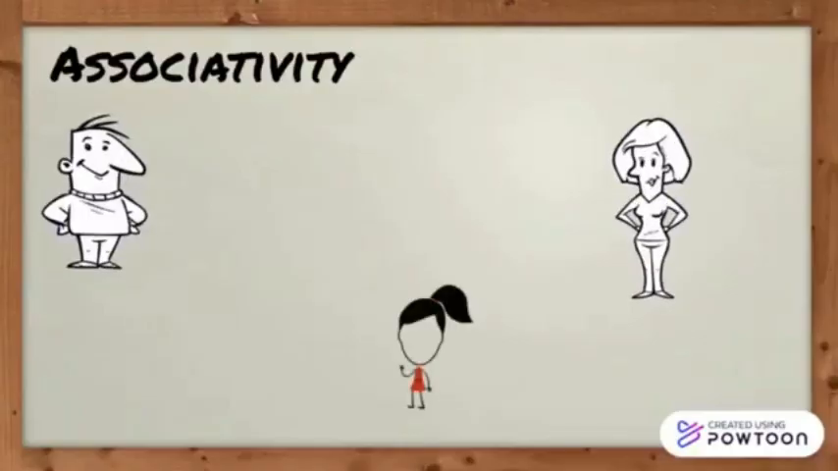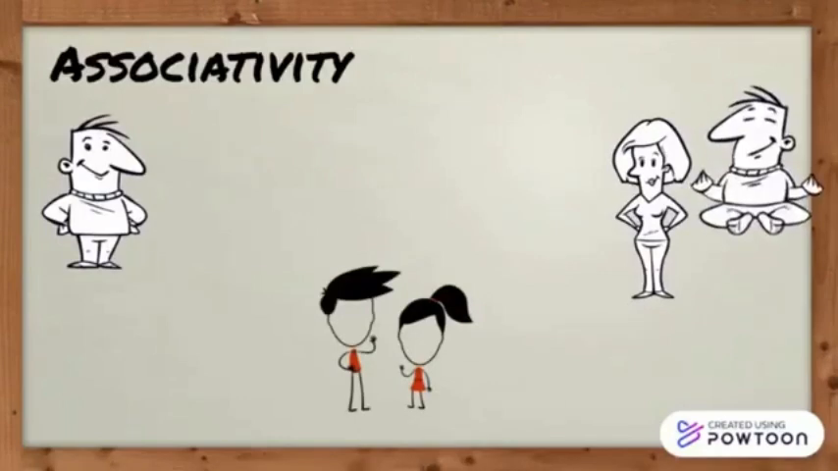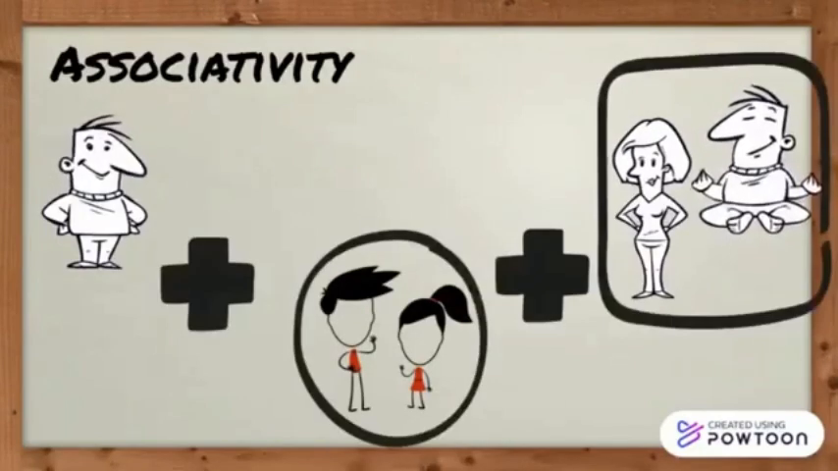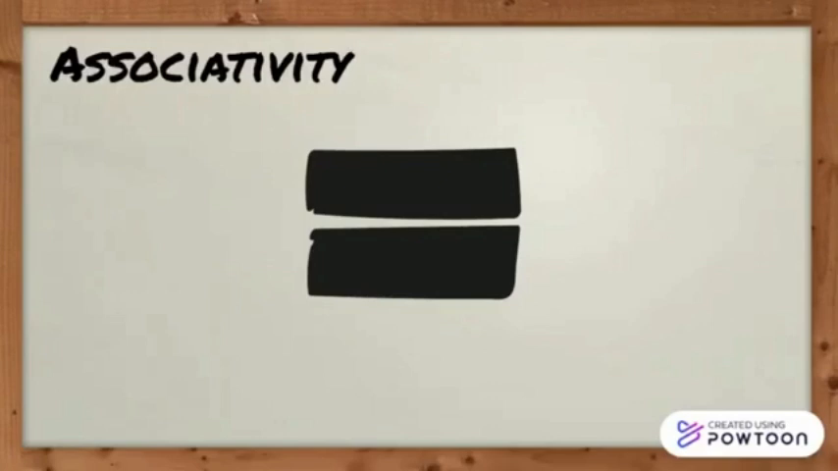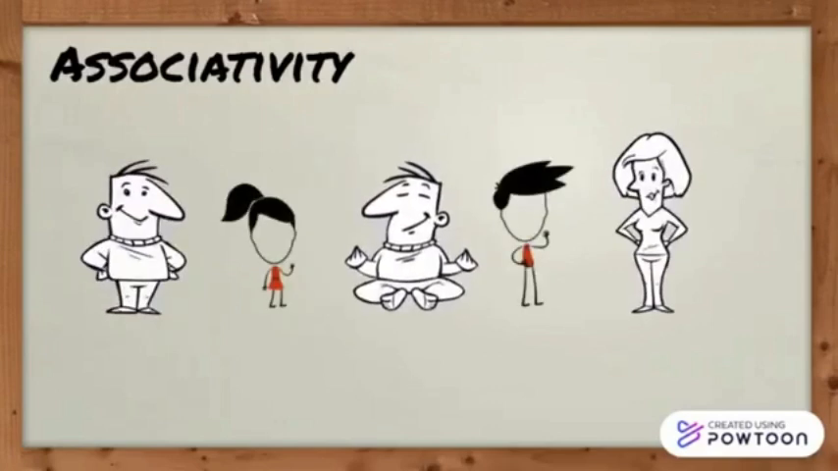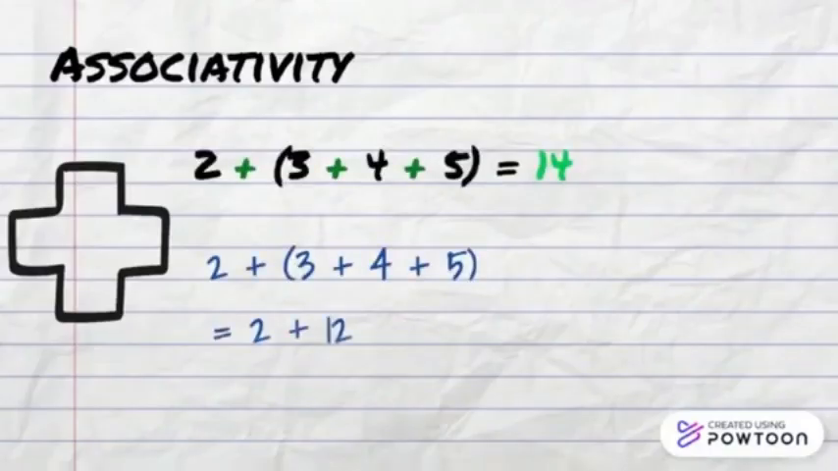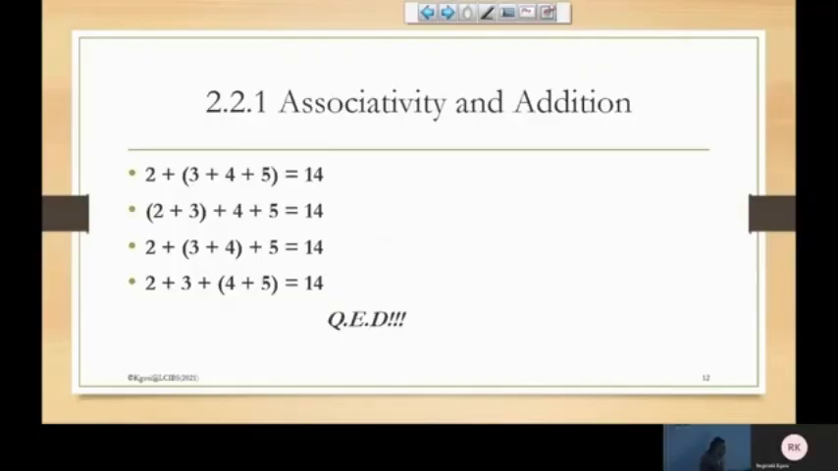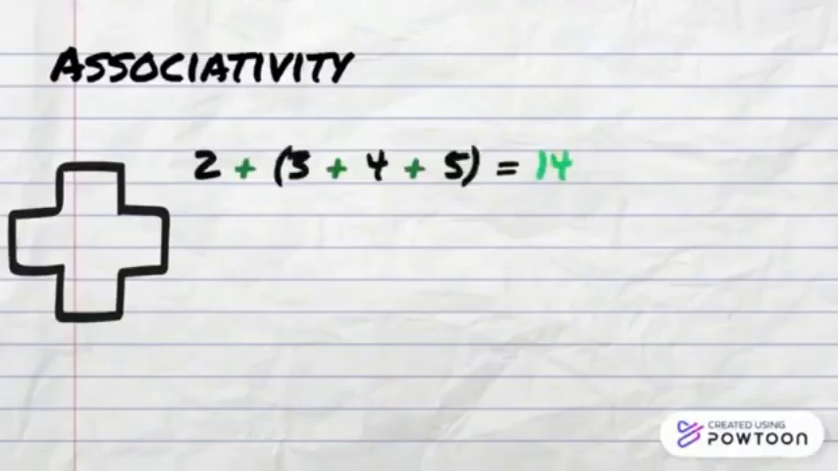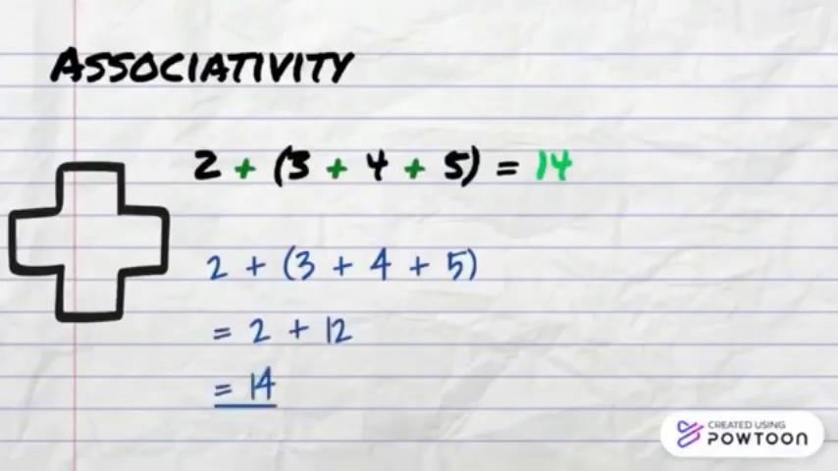We prove it by making different associations. Here we have 2 plus, and then in brackets 3 plus 4 plus 5. So what this means is that you do the 3 plus 4 plus 5 first. 3 plus 4 plus 5 are associated, they're put together. By the PEMDAS or BODMAS rule, you do the 3 plus 4 plus 5 first, which is 12. Then you have 2 plus 12 is 14.